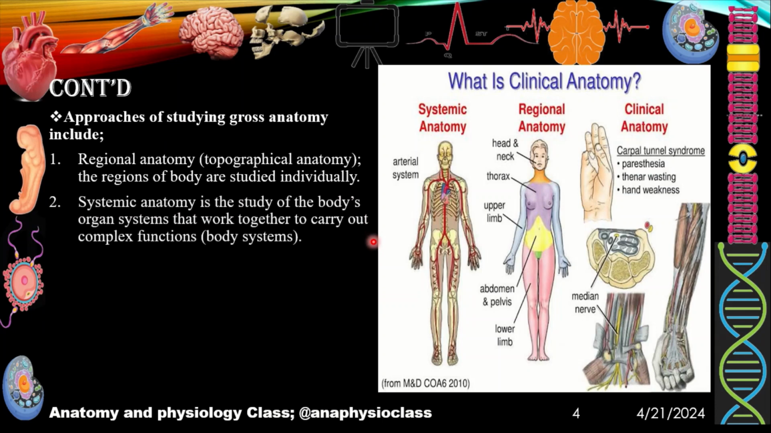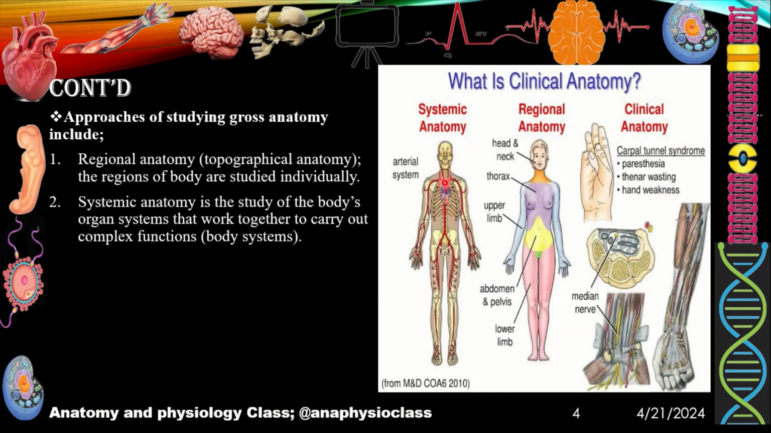And we also have systemic anatomy or the systemic approach. In this approach, we categorize the body into various systems and study each and every system individually. So the systemic approach is the study of the body's organ systems that work together to carry out complex functions, which is known as a system. So a collection of body organs that carry out a complex function is what is known as a system.